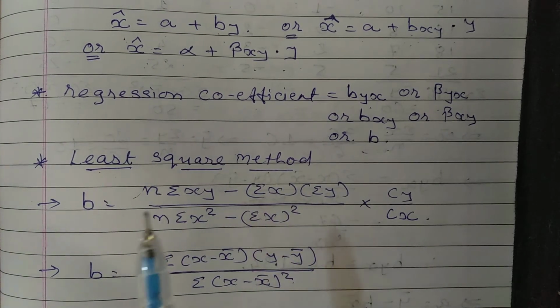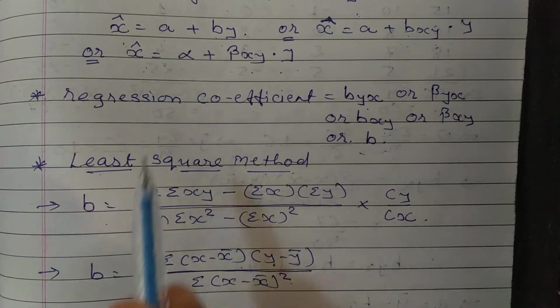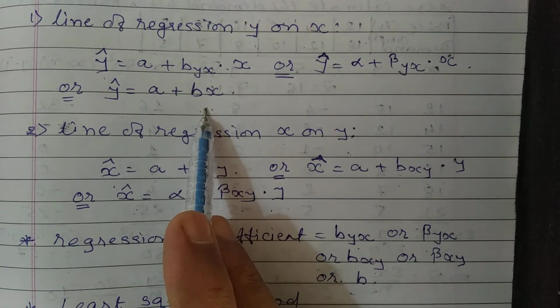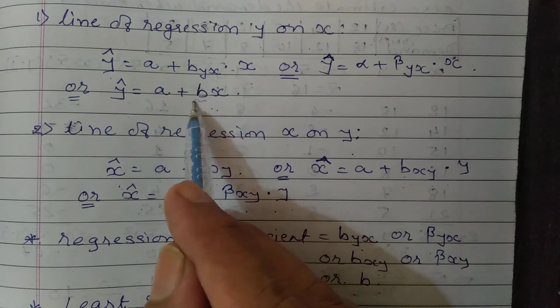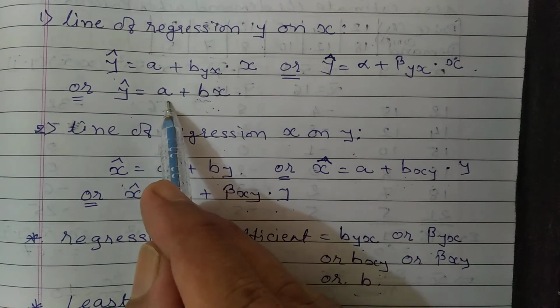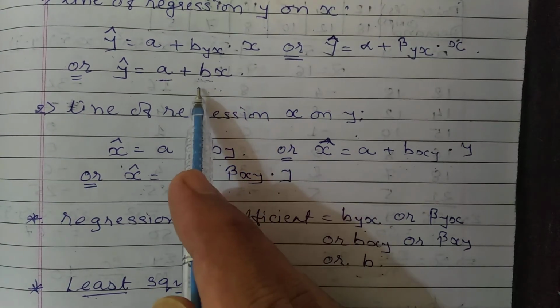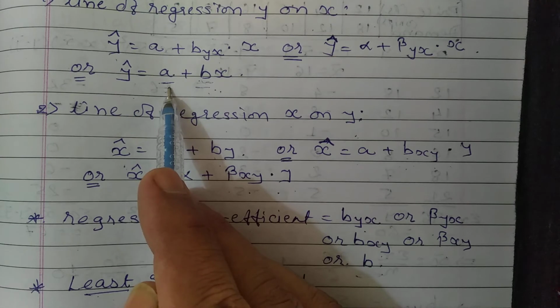The formula will be the same, a little bit of difference will be there. You have to find out the value of b. Suppose y on x-axis, you have to find out the regression line of y on x-axis. You have to find out b, that is the regression coefficient, and a, that is your constant value a. So to find out b and to find out a, we have two formulas.